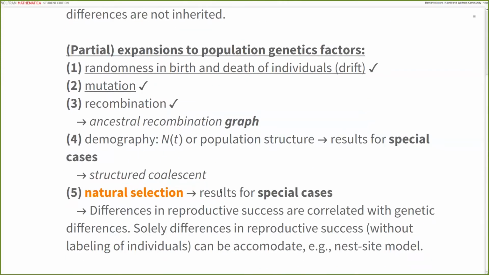The last point that is remaining and of high interest, obviously, in particular for selection tests, is natural selection. And for this, only for very special cases, we can have analytical formulas that use coalescence theory to make particular predictions about the outcome.